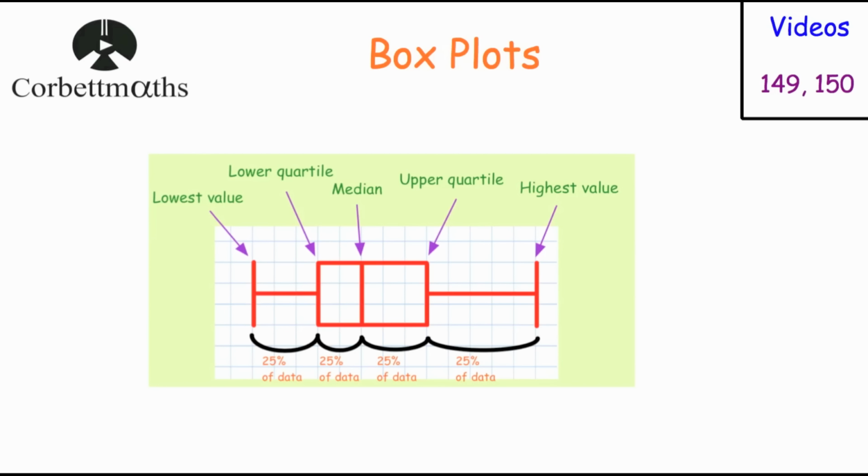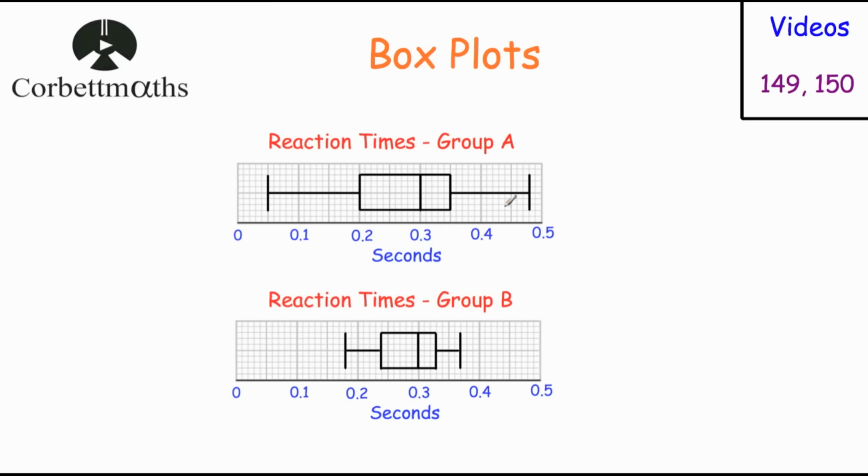Okay, let's compare 2 box plots now. So here we've got two box plots and they show the reaction times of two groups. So we've got group A and group B and we've got their reaction times. The quicker someone's reaction times, the less time it takes. So values down to the left hand side here are really good. That means someone's got quick reaction times because it's taken less time to react. And values over to the right hand side means they're a bit slower.